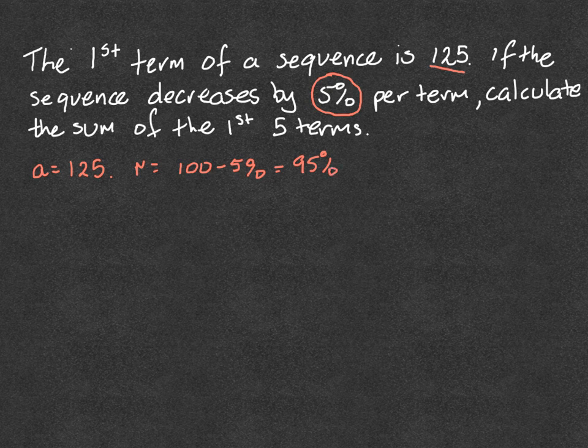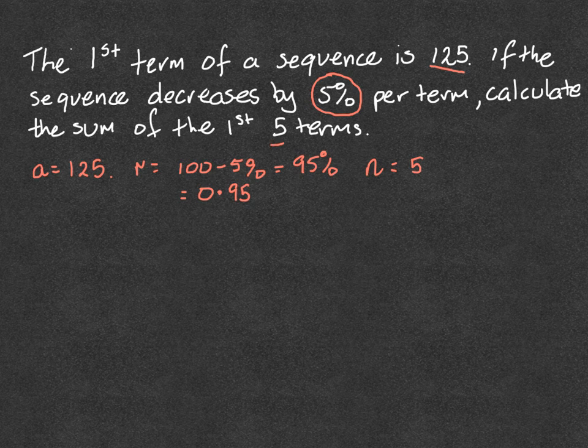Now, we don't have a percentage as an R value, it must be a decimal. So 95% as a decimal equals 0.95. Now, if that was an increase, then you would add it to 100. And then our N value is equal to 5 because we're looking for the first 5 terms.